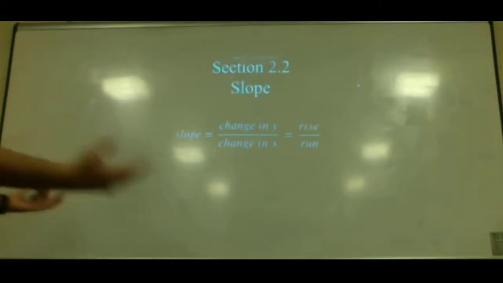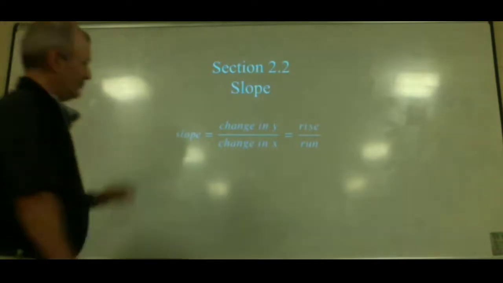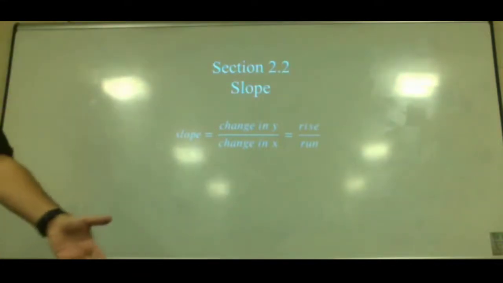So we're going to keep talking about lines. This section 2.2 is still about lines. What we were graphing just a minute or two ago, we're going to be talking more specifically about why the lines look like this. The first topic we want to consider is what is called slope.